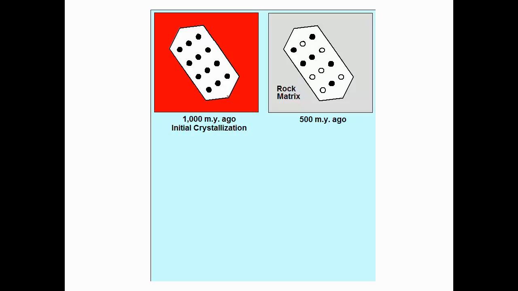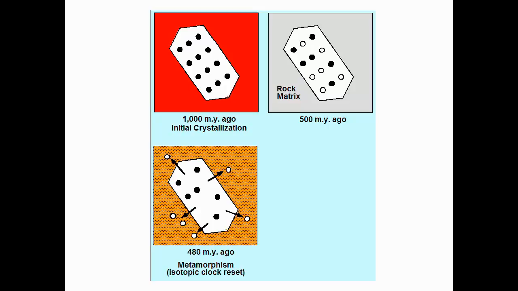Okay? But then, soon afterwards, say about 480 million years ago, there's a metamorphic event, and the temperature of the rock is raised to the point that the daughter isotopes escape the mineral into the surrounding rock matrix.